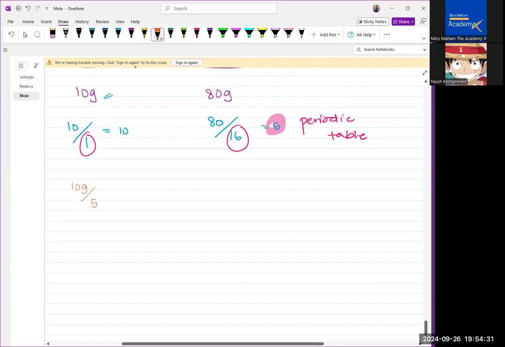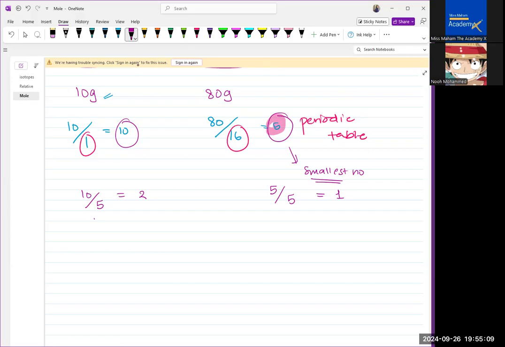So you have 10 and 5. The smallest number is 5, so you divide both of these numbers by the smallest number. 10 divided by 5 and 5 obviously divided by 5 itself. Now what do you get? 10 divided by 5 gives you 2. 5 divided by 5 gives you 1. This is your smallest whole number ratio.